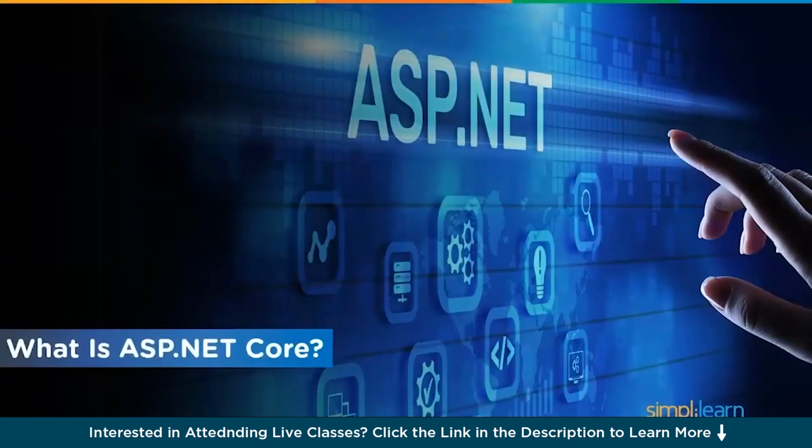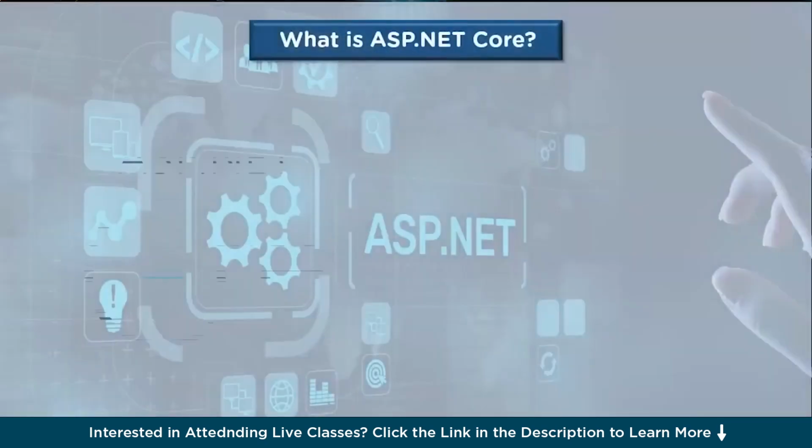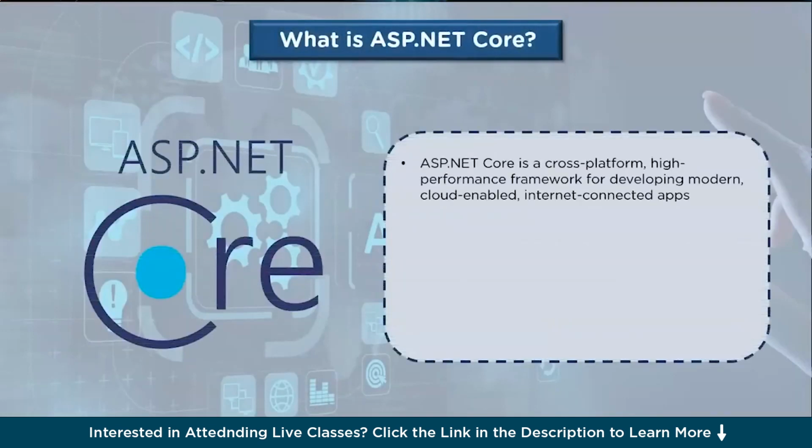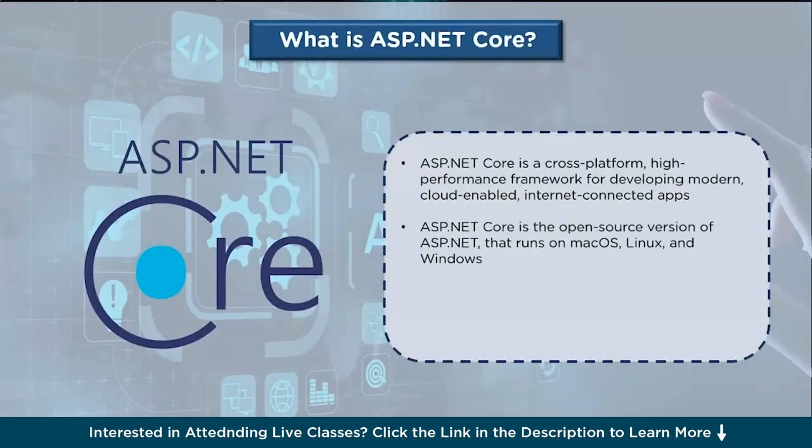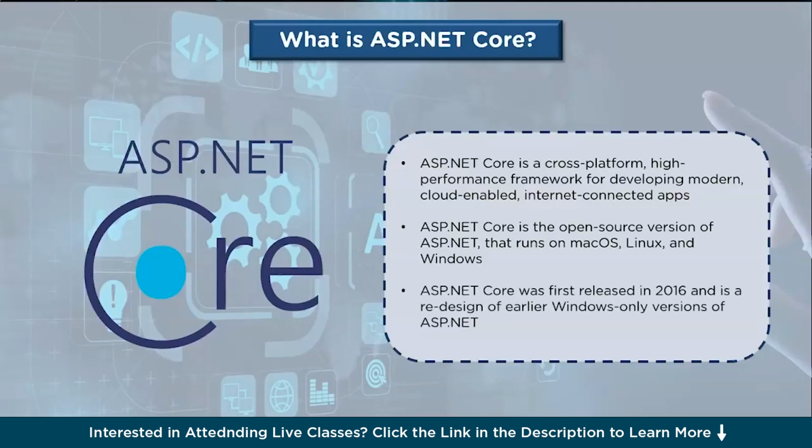What is ASP.NET Core? ASP.NET Core is an open source, cross-platform, high-performance framework for developing modern, cloud-enabled, internet-connected apps. ASP.NET Core is the open source version of ASP.NET that runs on Mac OS, Linux, and Windows. ASP.NET Core was first released in 2016 and is a redesign of earlier Windows-only versions of ASP.NET.